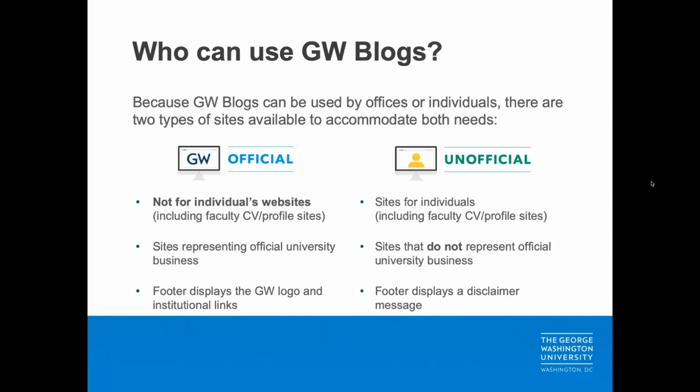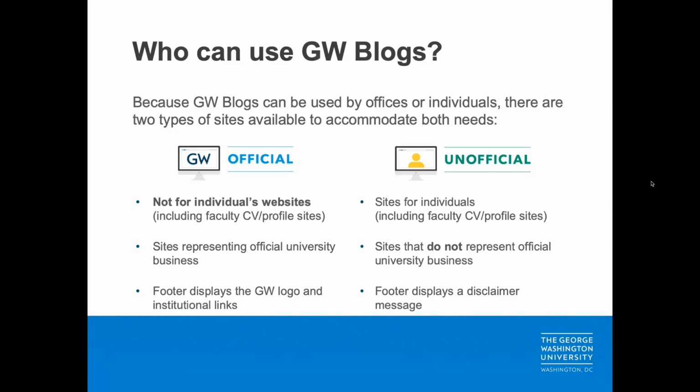Lots of programs and initiatives, centers and institutes, all using those official GW blog templates. And the difference between those templates and what's available to the personal website is it's really just the footer. It's got the horizontal logo for GW in the footer, and then those institutional links that we're required to have. So the link to the EEO policy, link to our accessibility policy, our privacy policy, all of those things are applied to the official GW blog website templates.